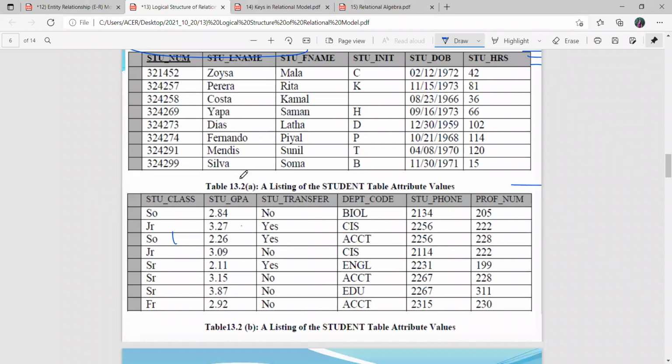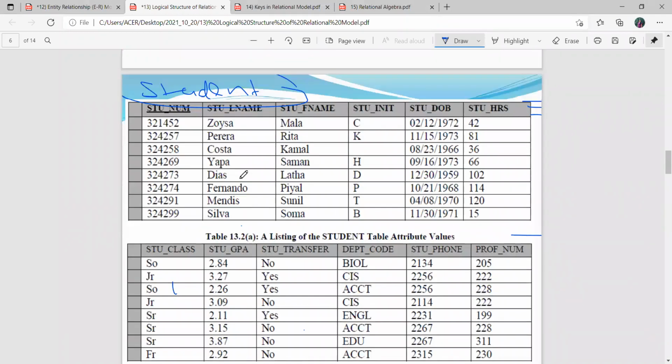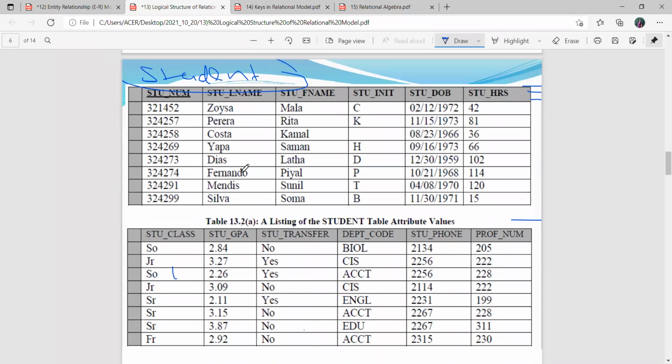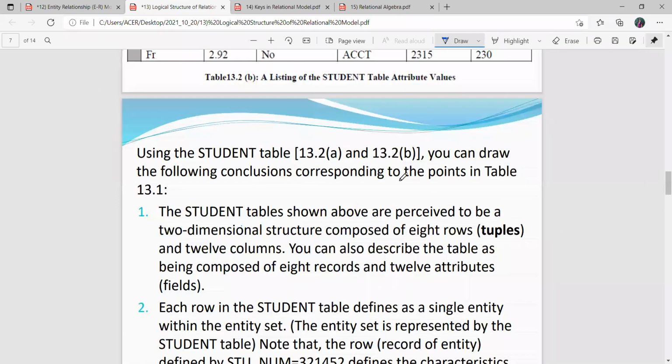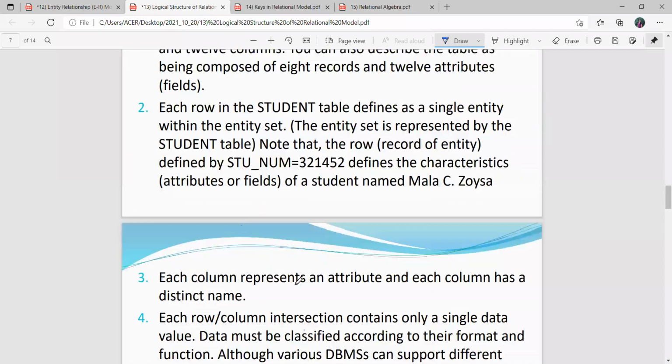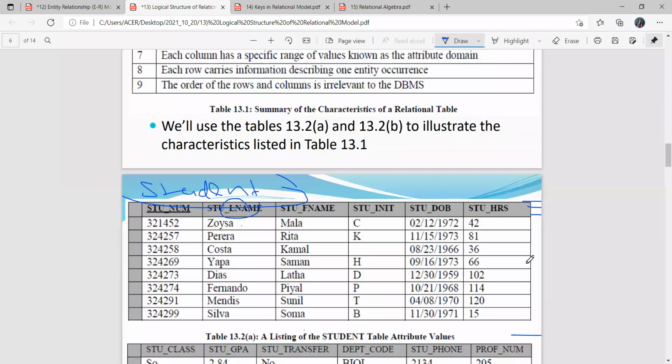Then how many tuples are in this table? 8 tuples. So when we consider the table, there are 8 tuples and 12 attributes in the student table. A column represents an attribute. Each column has a distinct name. You can see the column names: student first name, student initial, student date of birth.